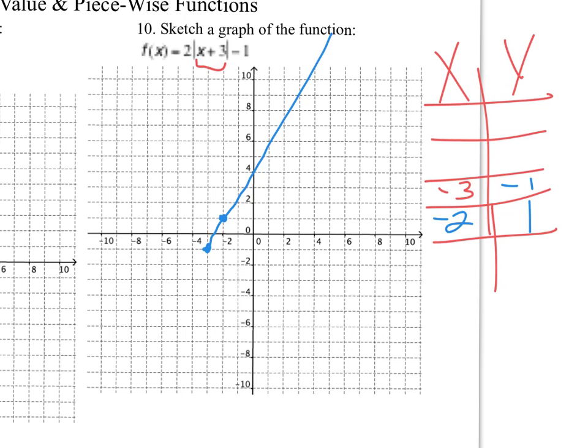And then the left half, I can go backwards 1 to -4. -4 plus 3 is -1. Absolute value makes it +1. 2 times +1 is 2, minus 1 is 1. That gets my left half of the graph. The next points up are going to be 2 more up, which is 3, and 2 more up, which is 3, to make my V.